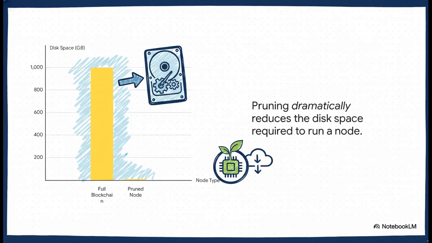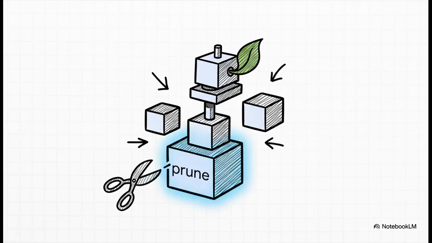And this right here just shows you how dramatic the impact is. A full blockchain is closing in on 1 terabyte and it's getting bigger every single day. But a pruned node? You can run one with less than 10 gigabytes of space. I mean, that is just a massive difference. It makes running a node accessible to pretty much anyone. So let's be super clear here.